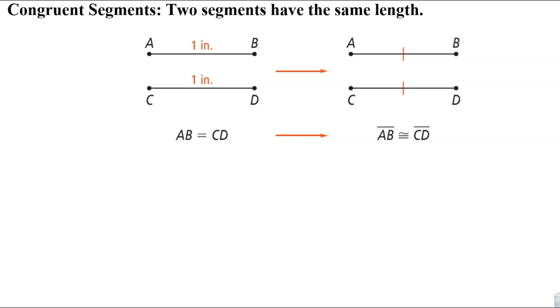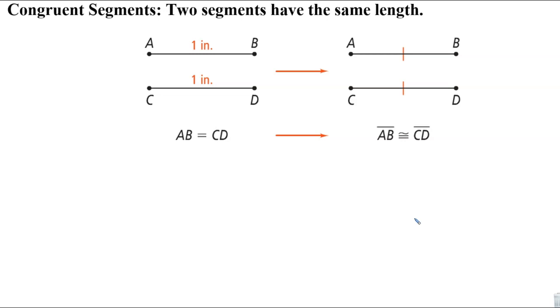Okay, next thing we're going to talk about is the idea of congruent segments. I'm going to say congruent segments are two segments that have the same length. So let's say, for example, that segment AB and segment CD both measure 1 inch. They're both 1 inch long. Okay, that means that the length of AB is equal to the length of CD. But I'm not going to say that the actual segment AB is equal to the segment CD. They're different segments, they're not the same thing.